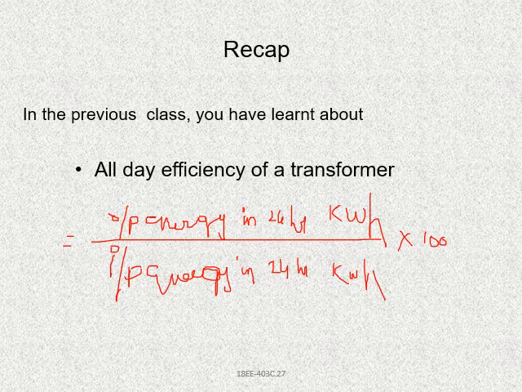So this was the formula which we have seen in the previous class, and I have given you multiple example problems and explained them. I have given some 3 to 4 exercise problems also to you, so as to get practiced by yourself. And now we'll directly step into today's topic.